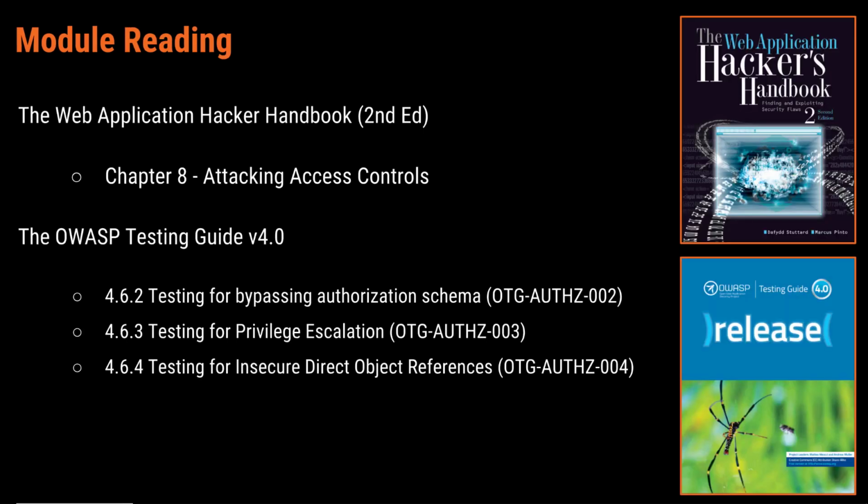For today's module on access controls, there are two guides that you should be reading along with. One is the Web Application Hacker's Handbook 2, and the other is the OWASP Testing Guide version 4. Chapter 8 in the Web Application Hacker's Handbook on attacking access controls, and 4.6.2, 4.6.3, and 4.6.4 of the OWASP Testing Guide on bypassing authorization, privilege escalation, and insecure direct object references.